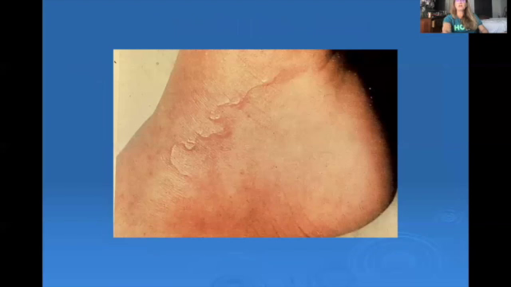This is just a worm that has burrowed in between this guy's toes and it's living in the leg. And this worm is basically sucking up the nutrients from the blood flow around where that worm has burrowed.